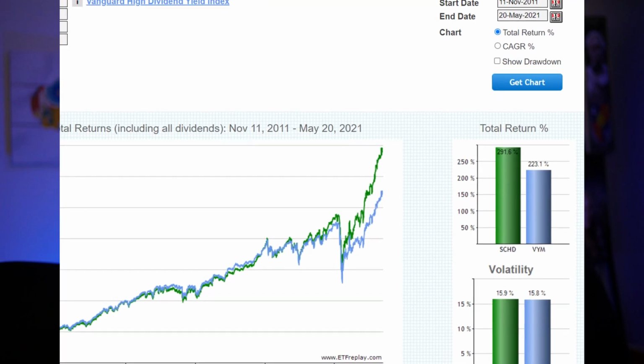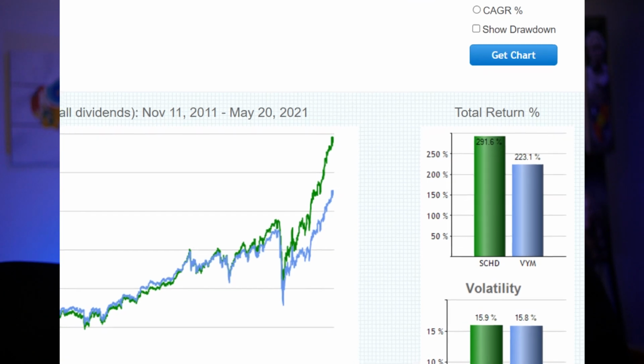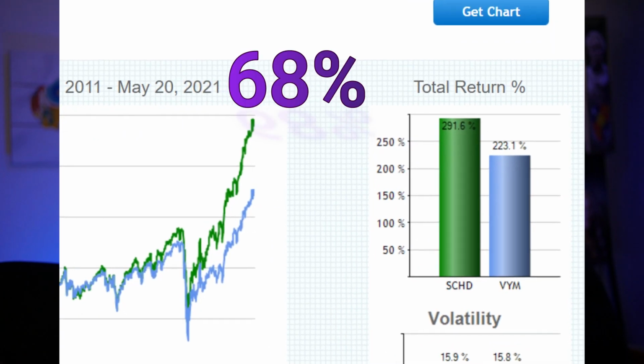If we take a step back and compare SCHD versus VYM for the entire history of SCHD's existence, SCHD outperforms VYM over the past 10 years by 68%, dividends included. That's a huge difference in overall returns between two things that on the surface look like they both have the same goal. Both generally yield the same amount when it comes to the dividends. SCHD vastly outperforms when it comes to the added growth on top of that.